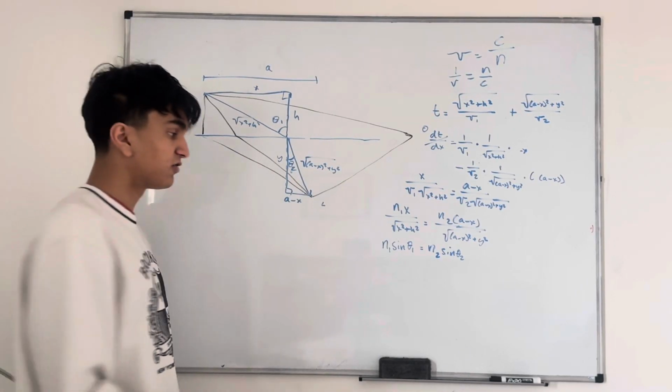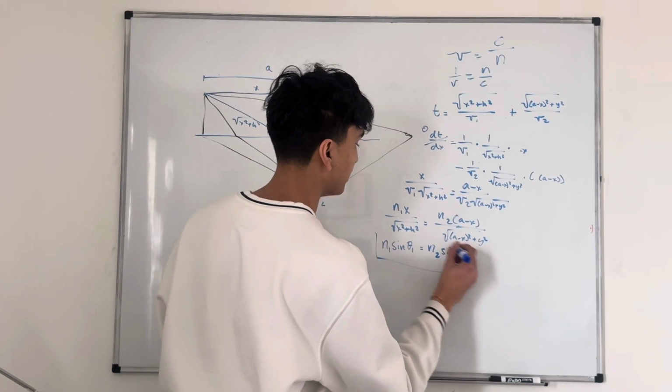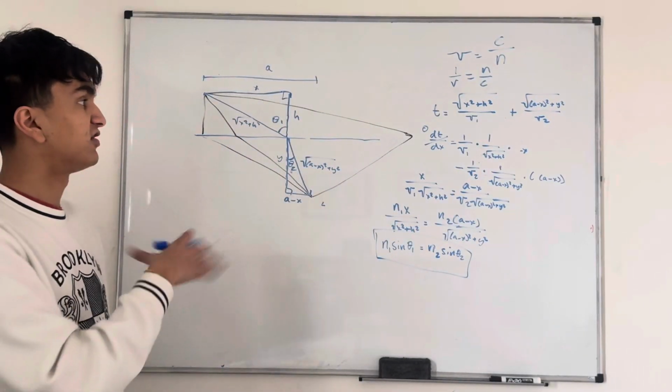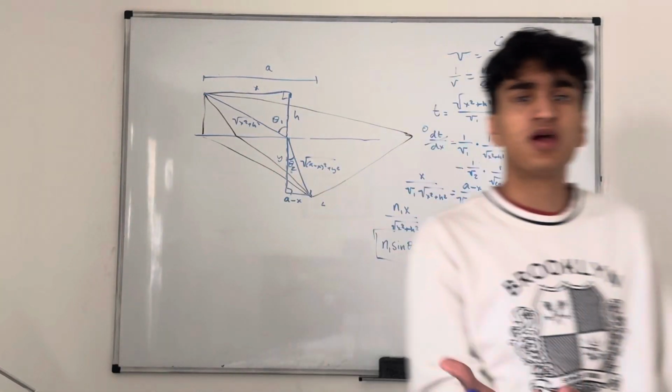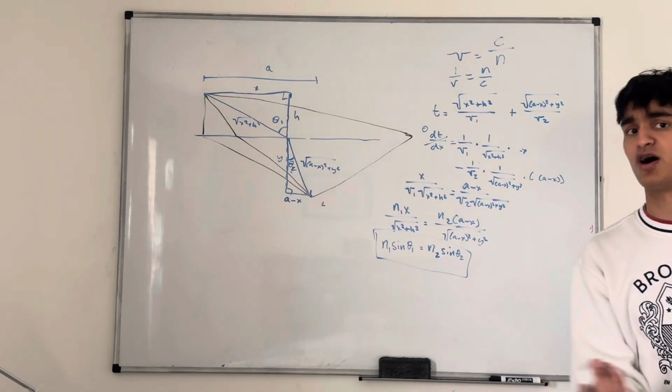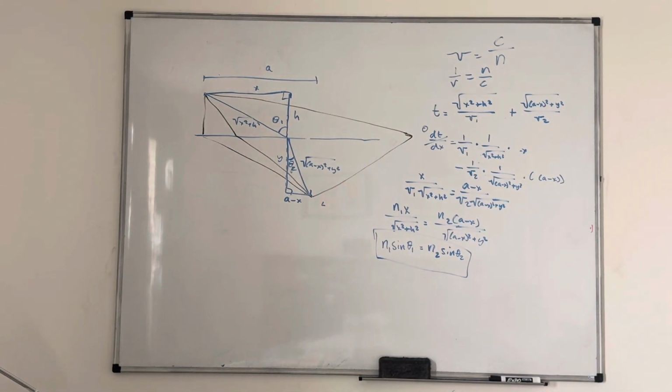So this is Snell's law right here. Clear as day. It just comes from minimizing the time. It just comes from Fermat's principle. It's a numerical way, I guess, to express Fermat's principle. So yeah, pretty cool derivation.